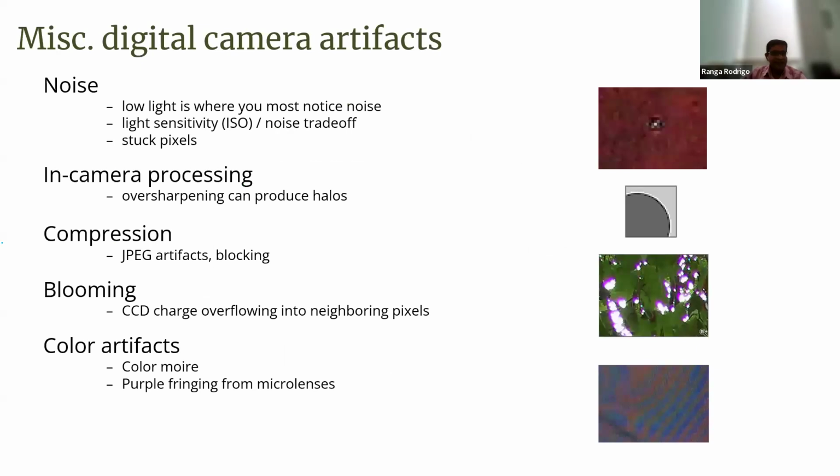So different effects: noise. When the amount of light is low, you will notice noise. Light sensitivity or ISO must be increased. It's a noise trade-off. Stuck pixels are there like that. They are always stuck at some value. These are imperfections in sensors. In camera processing, over sharpening can produce halos. Compression JPG artifacts can be there. Blooming: CCD charge overflowing into neighboring pixels. Color artifacts, color moire, purple fringing from micro lenses and so on can be there. So please read about them. I don't know about this too much.